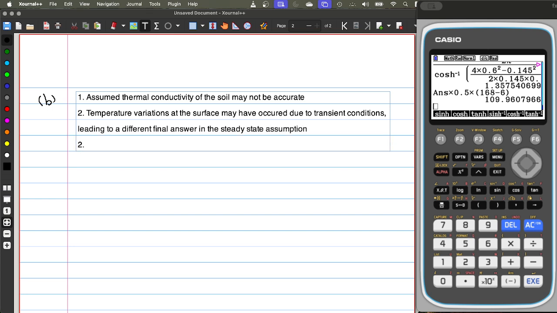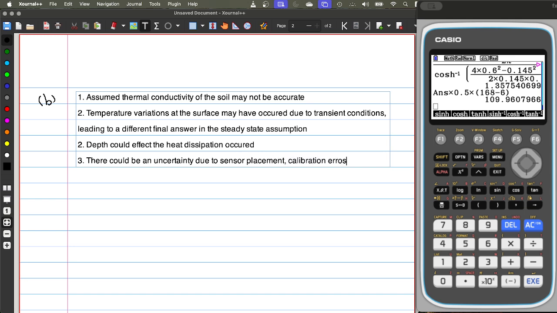Okay, number 3. And we also can look at, we assume that it's buried deeply, so the depth could affect, we don't know, could affect the heat dissipation occurred. Okay. Now we're assuming that the measurements are reliable, but there could be an uncertainty due to sensor placements and calibration errors.